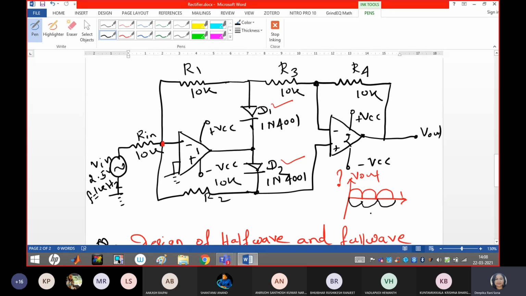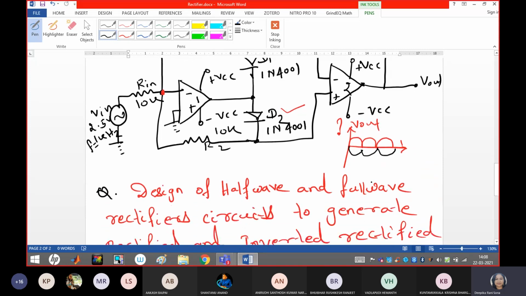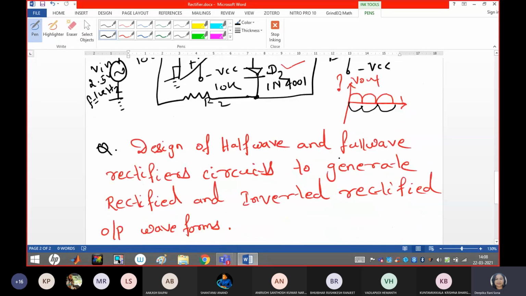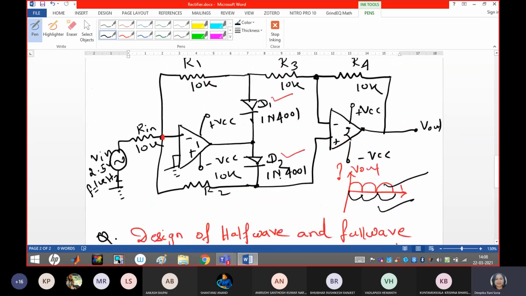But as per the question, you have to design a circuit for both the half wave and full wave to get normal rectified output as well as the inverted rectified output for half wave and full wave. If you have noted the circuit parameters, you may proceed to design your circuit, and if it is done for you, just raise your hand. I will verify your output. Okay.